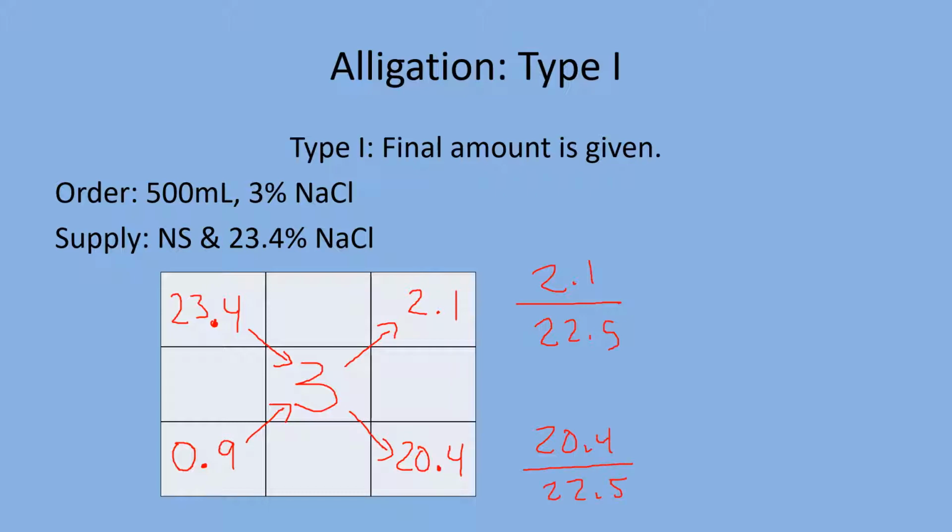And the final step, multiply by the final amount. In this case, 500 mLs. All right, go ahead and punch those numbers in. Let me see what you got.